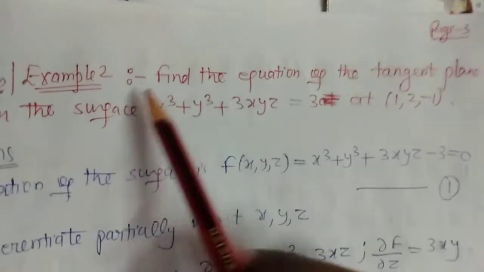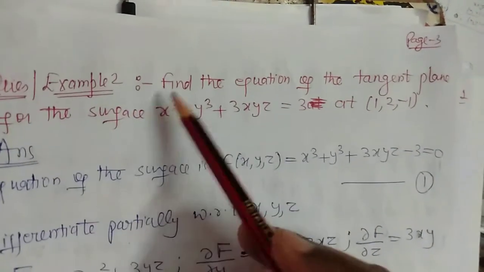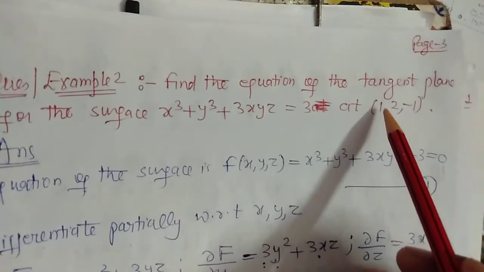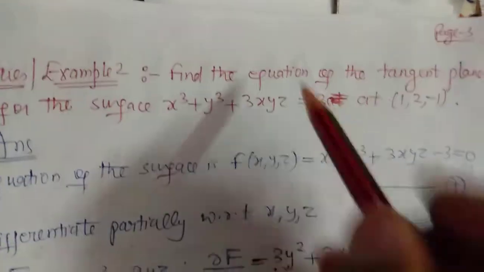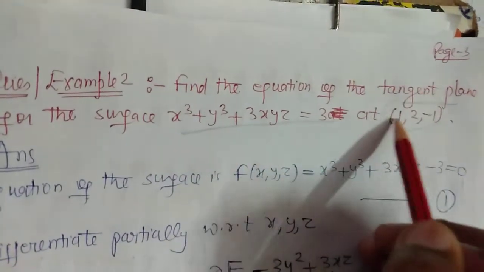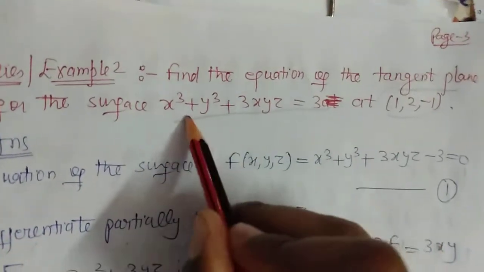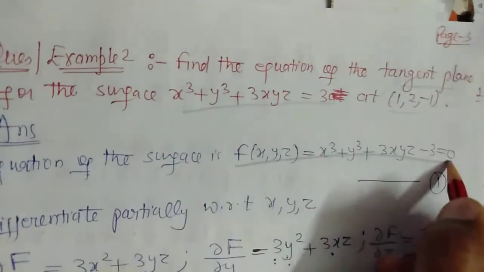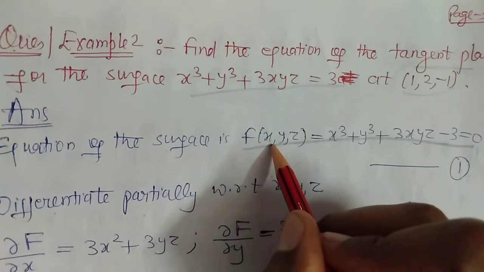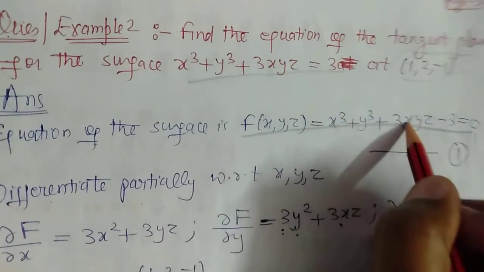Find the equation of the tangent plane for the surface x cube plus y cube plus 3xyz is equal to 3 at a point 1, 2 and minus 1. So we need the tangent plane of this surface at this particular point 1, 2, minus 1. First of all, what is the equation of a surface? Shifting all the terms on one side. Now find the partial derivative of this surface with respect to x, y and z.